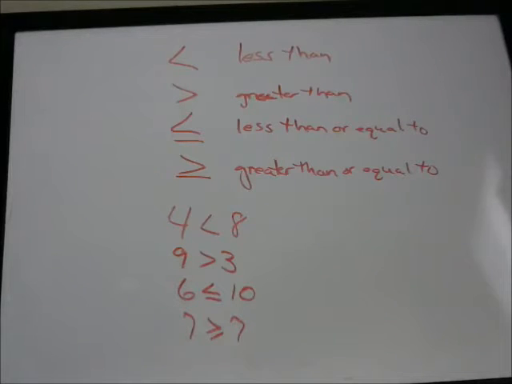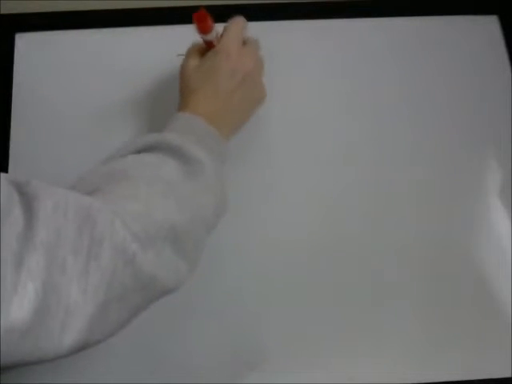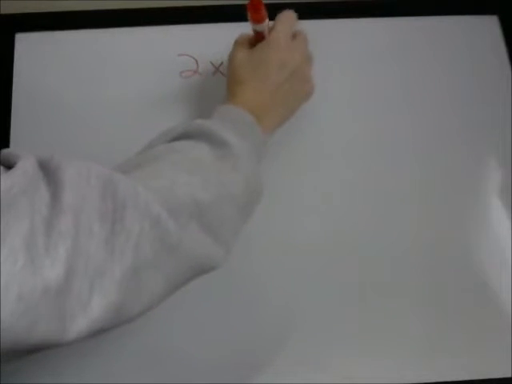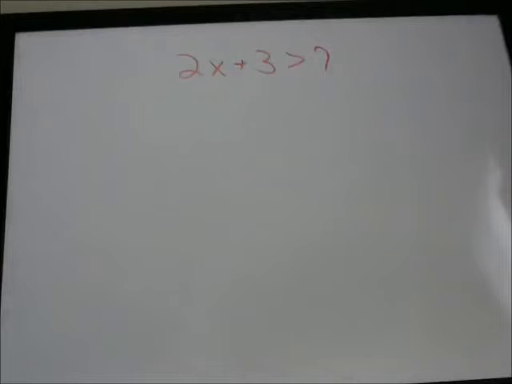When you're using these symbols in algebra, you are going to use them really the same way you would with an equal sign, except in two occasions. If you don't know how to solve basic algebra equations, you need to watch that video, so I'm not going to go through that here. I'm going to show you, for example, if we're given something like 2x plus 3 is greater than 7, and it says solve for x.